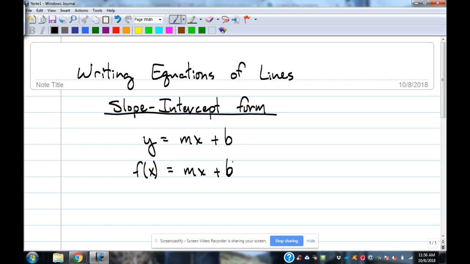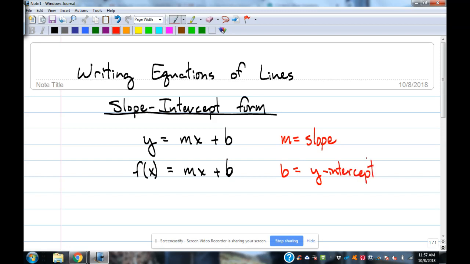Y and f of x are exactly the same thing, okay? It just means this is a y for a particular x value. This is just generally y. Y equals mx plus b. The m is the slope, the same slope we dealt with last week. So we're going to have a slope and the y-intercept.